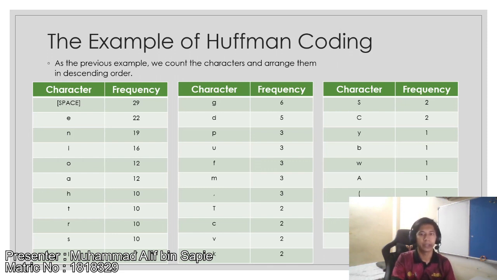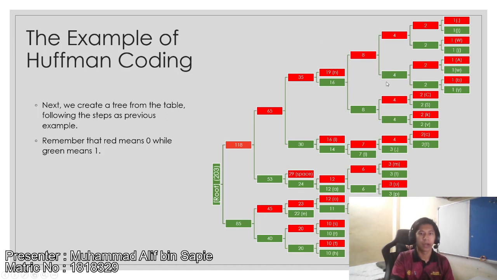On the other hand, the characters Y, B, W, capital A, open bracket, close bracket, capital W, and dot are at the bottom of the table because they have the lowest counted characters in the plain text, which are only ones. Okay, next, we make a tree that will be further explained by my friend Shahamil.